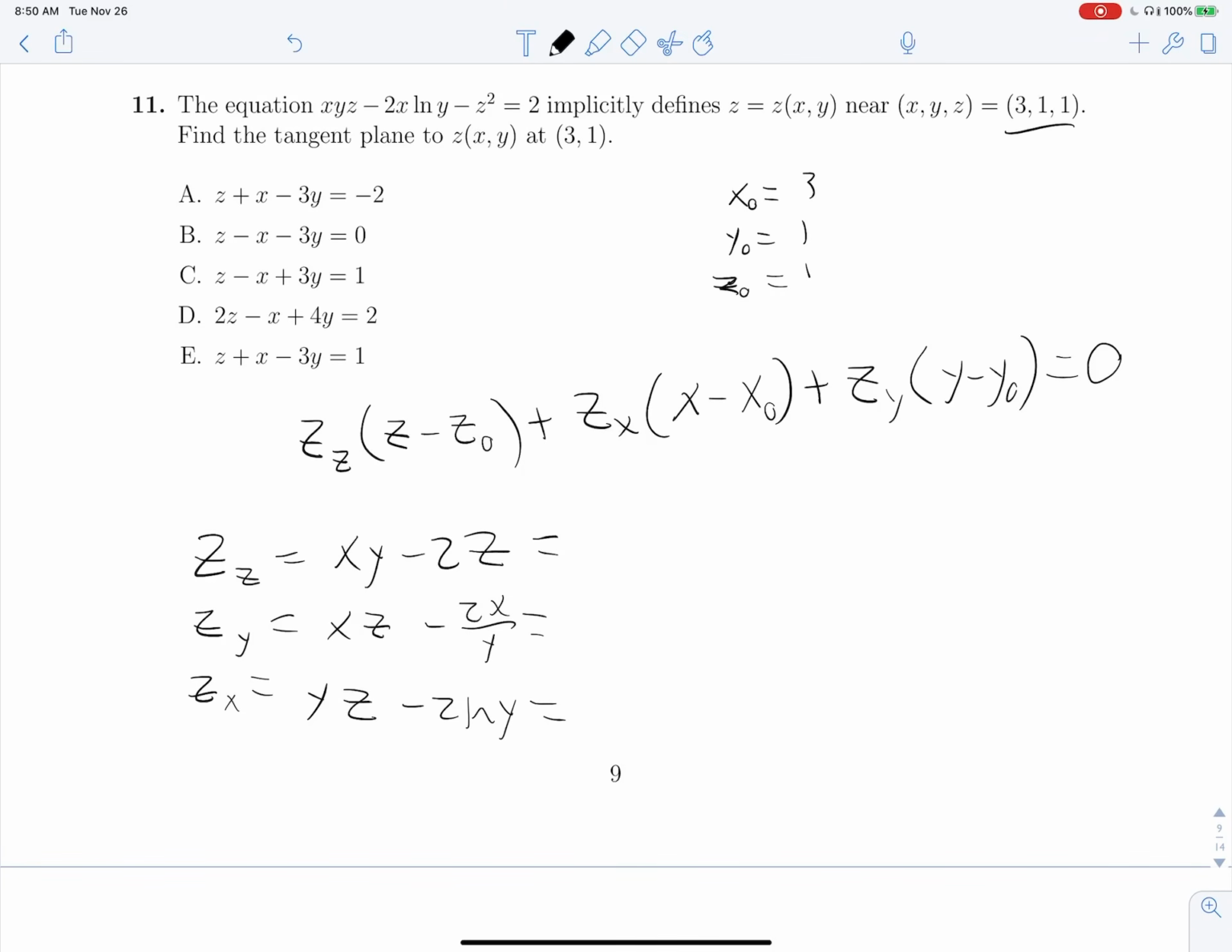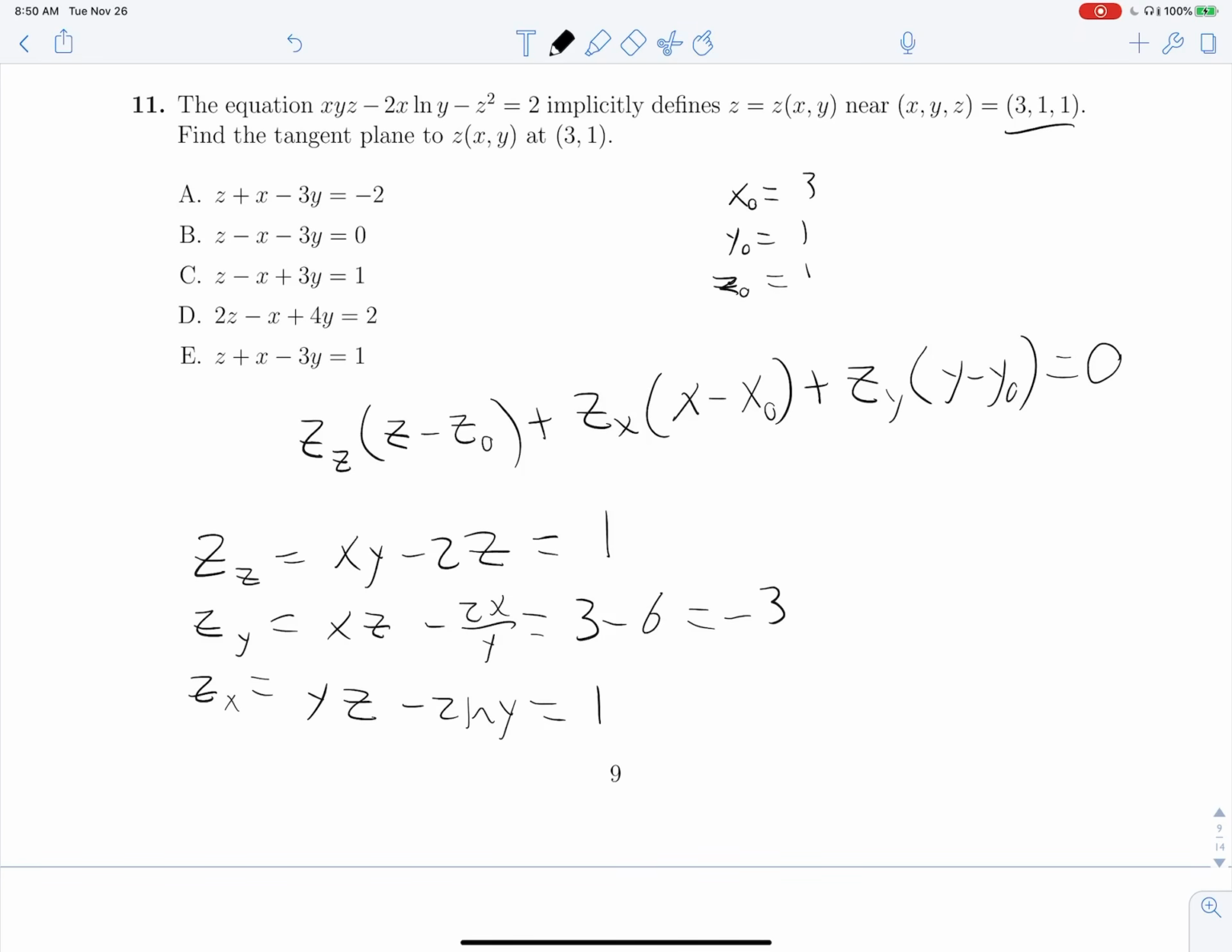So xy minus 2z is going to be 1. Xz, let's see, this will be 3 minus 6, so negative 3. And over here, we will get 1.